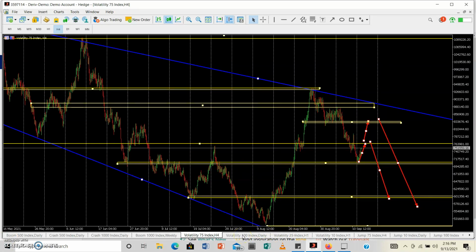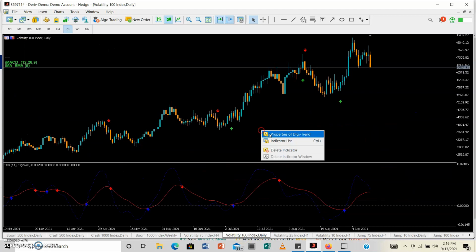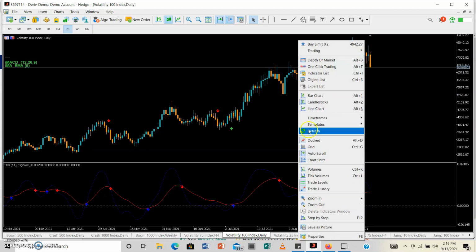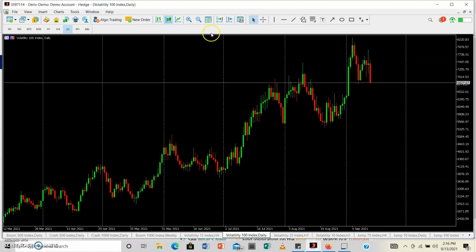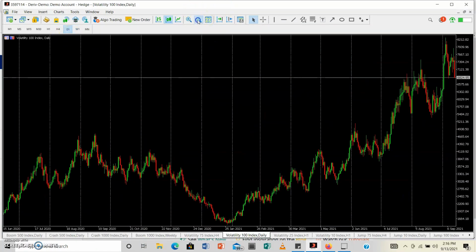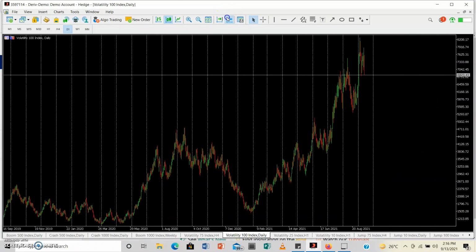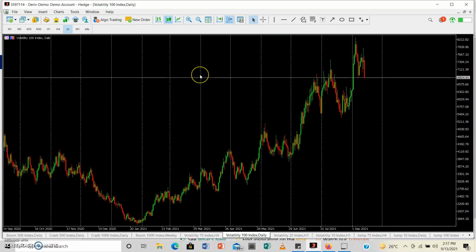Okay, let's continue to V100 and let's see what we have. Just going to quickly switch my templates. I need a nice template like this, and then I'm in the daily time frame again. So from the daily time frame, I want to get a clear picture of what's happening. I can also see that we have a nice trend here, and then we also have a nice zone that's being respected, a nice trend that's being respected down there, right?